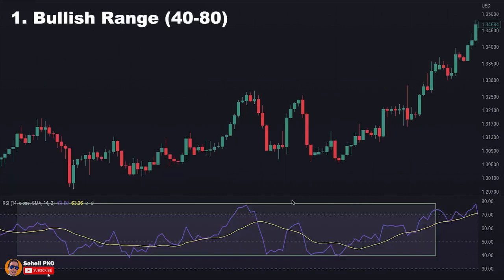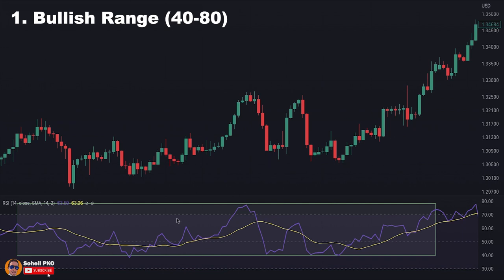The first one is the bullish range, where the relative strength index is more likely to oscillate in the 40 to 80 range. When the price is in an uptrend and advancing, it finds support at the 40 level rather than the oversold level of 30. 40 is considered an oversold reading here, playing as a support level or a demand zone. So when RSI reaches around this level, advancing of the price is expected, which provides us a good opportunity to buy in the direction of the current trend.